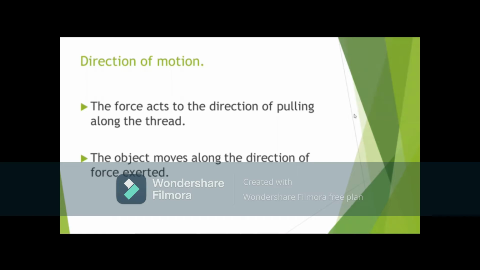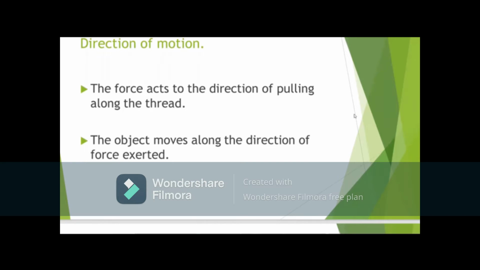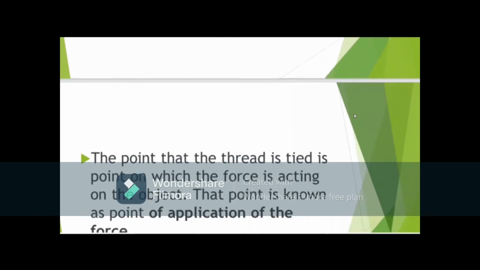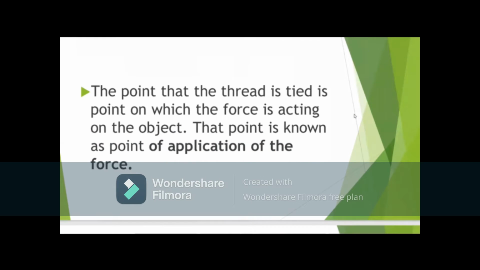Direction of motion. The force acts in the direction of pulling along the thread. The object moves along the direction of the force exerted. The point where the thread is tied is the point at which the force is acting on the object. That point is known as the point of application of the force.